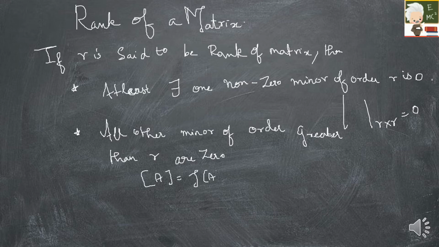For example, if you have a matrix A and its rank is 2, its determinant if it is a 2 cross 2 should not be equal to 0. So this is what these two points convey. These are the basic definition for the rank of a matrix. Now let us see the properties of the rank of a matrix.